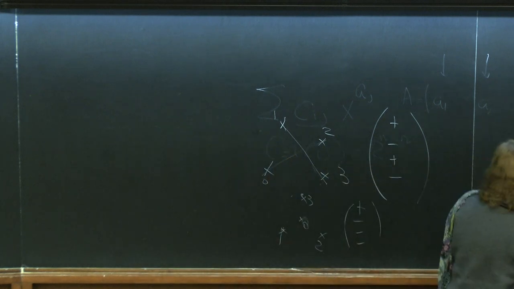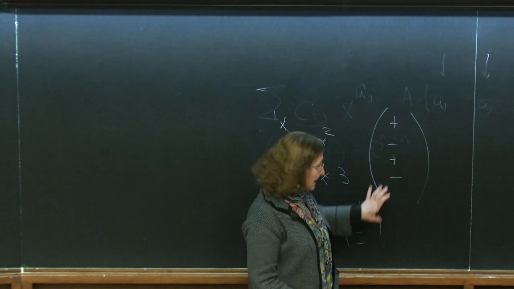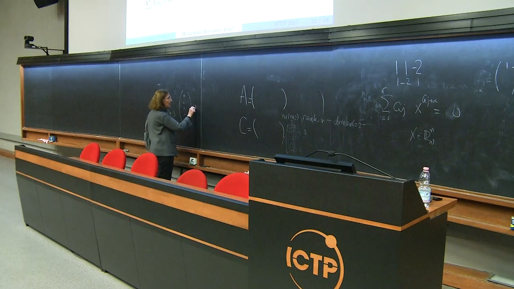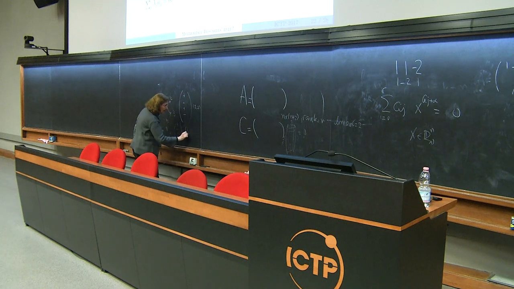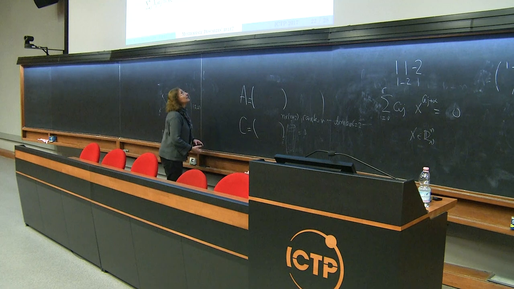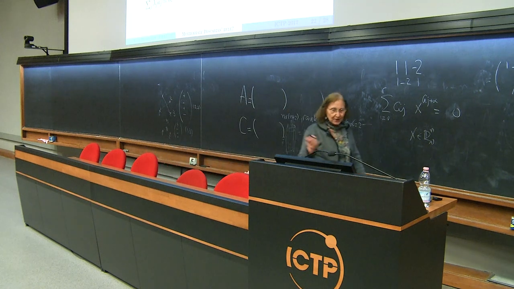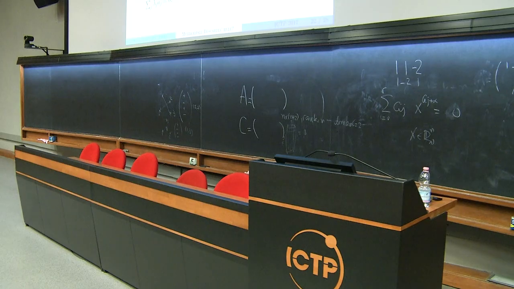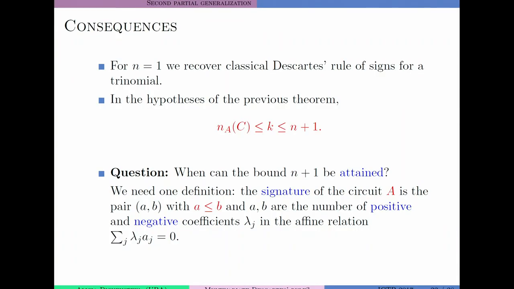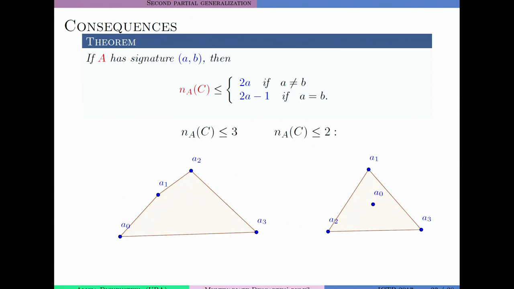So in this case, the signature of the circuit is 2, 2. The signature is the number of pluses and the number of minuses, and you put first the smaller number. And here it is 1, 3. So the signature is this pair. You look at the determinants of A bar, which tell you the relative positions, and you count. And an easy consequence is that if the signature is (a, b), where a is the smaller one, if a is not b, the number could be at most 2a. And if a equals b, it could be at most 2a minus 1, which means that in this case, I can have up to 3, and in this case, there cannot be more than 2.